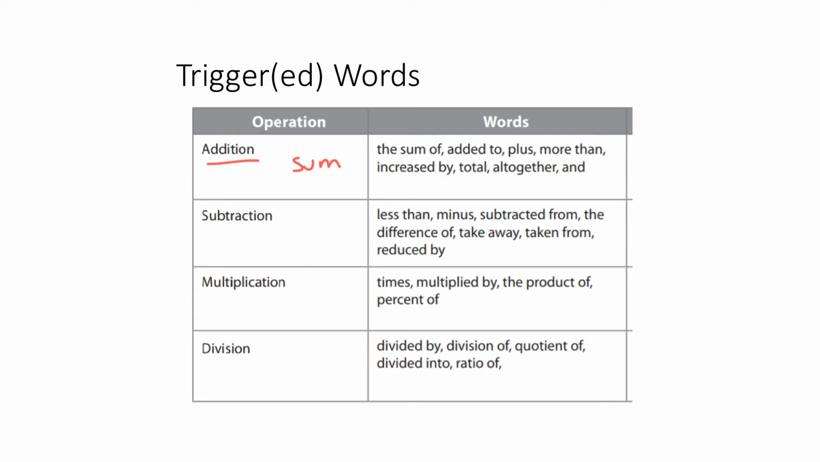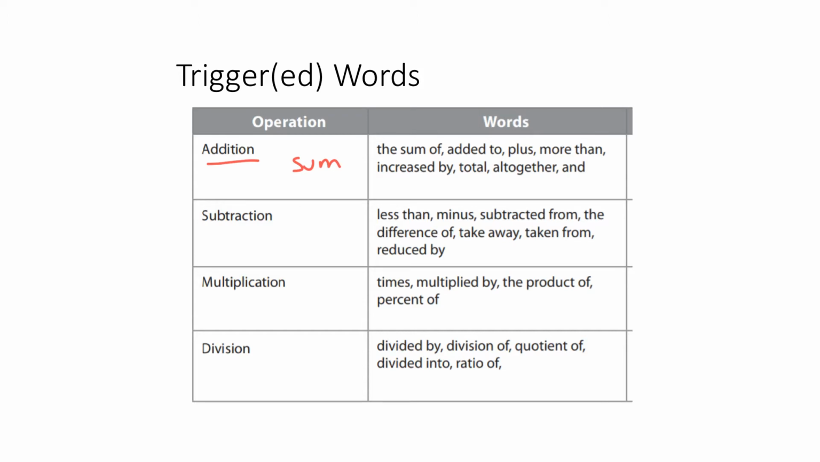So if you look at some of these things here, you have the sum of, added to, plus, more than, increased, total, all together, and the word and. Those are some of, and not necessarily all of them, but those are words to look for that would mean that we're going to be adding two different things together.